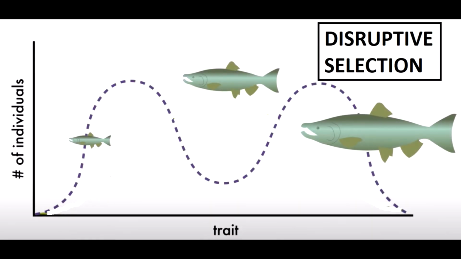The small ones can sneak in and fertilize the eggs. The big ones can kind of rough up the way towards the eggs and fertilize them. The average ones don't have either of those advantages. This is why the population number of the average is smaller here, and this is called disruptive selection.